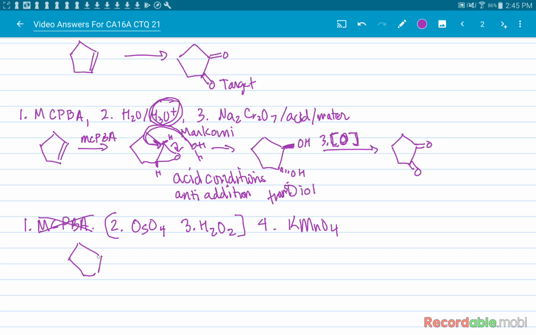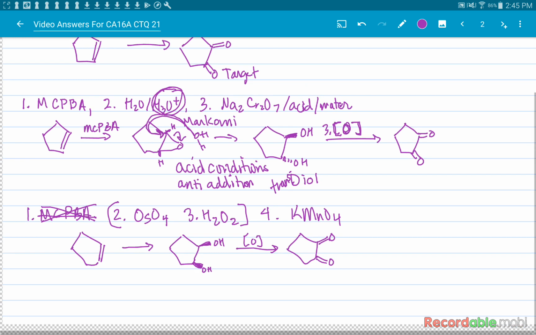Let's see, I need a double bond here. Because the osmium tetroxide reacts with an alkene, not the epoxide, to give a cis diol. So we've got the 1,2 diol there, with the osmium tetroxide followed by that oxidizing agent H2O2. And then the KMnO4 is again a strong oxidizing agent that's able to oxidize those secondary alcohols to ketones. So if the second one didn't have the MCPBA, then it would work.